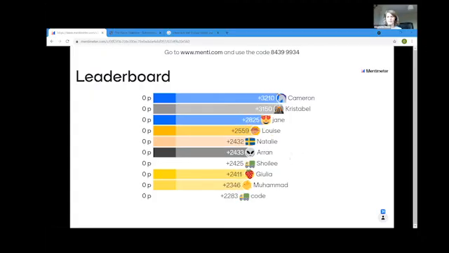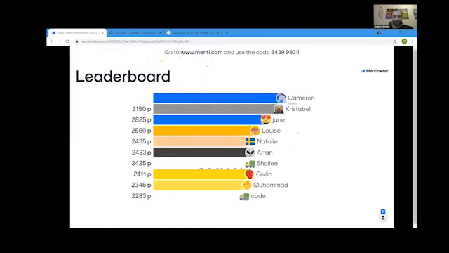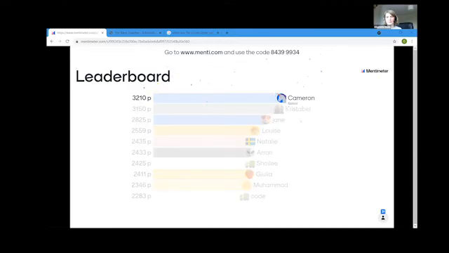At the moment, we've got Cameron, who's taking the lead as the fastest, Christabel and Jane following closely behind. So close at the top there. Well done. Again, it's just about speed. So well done to everybody who made the top 10. You've all been very fast code breakers. All right, I'll stop sharing and we'll go on to the final challenge.